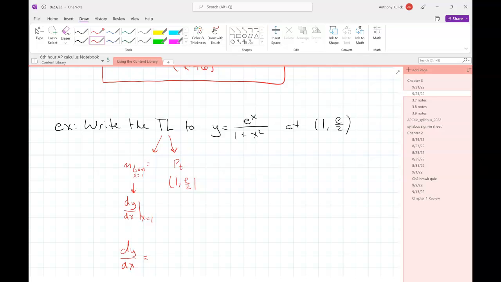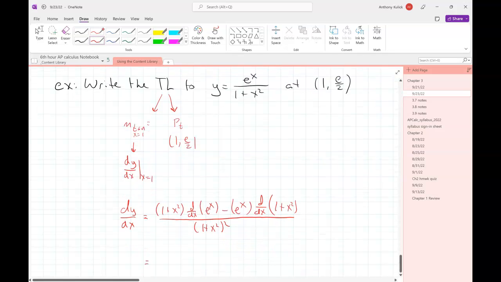Okay, it is the denominator times the derivative of the numerator minus the numerator times the derivative of the denominator, all over the denominator squared. Okay. So go ahead and do those derivatives. The derivative of e to the x is e to the x. The derivative of 1 plus x squared is 2x.